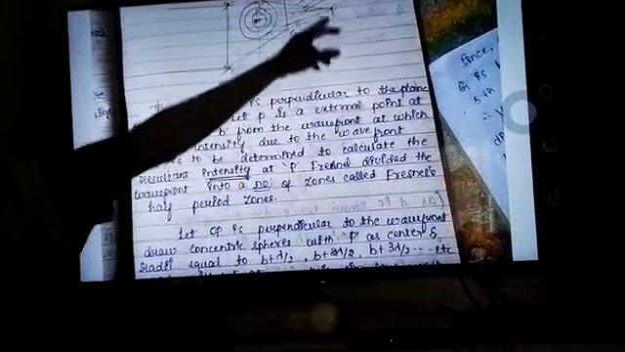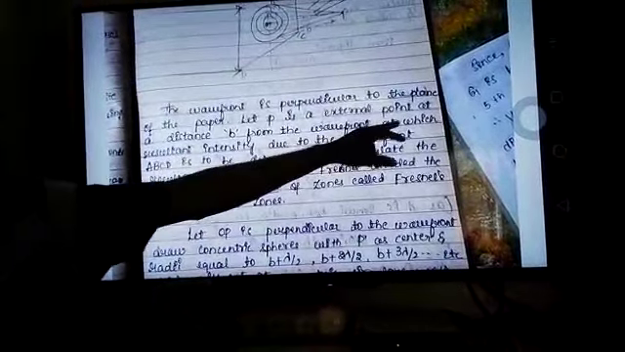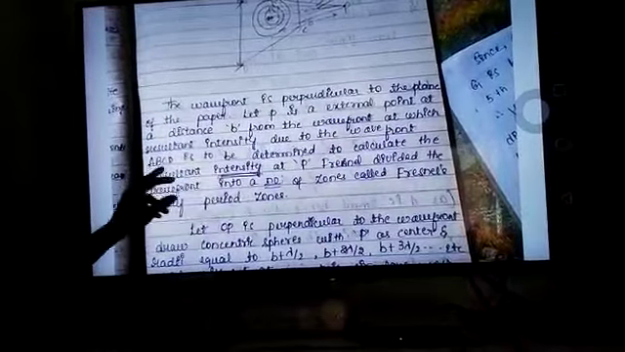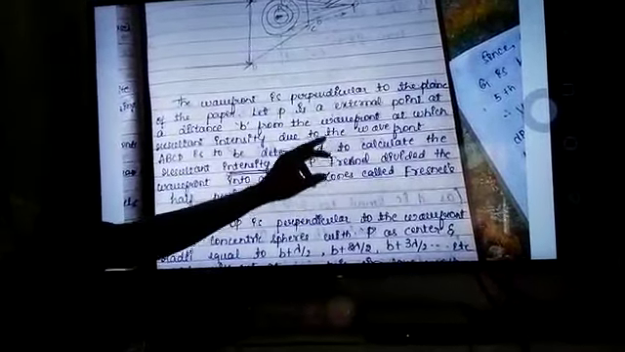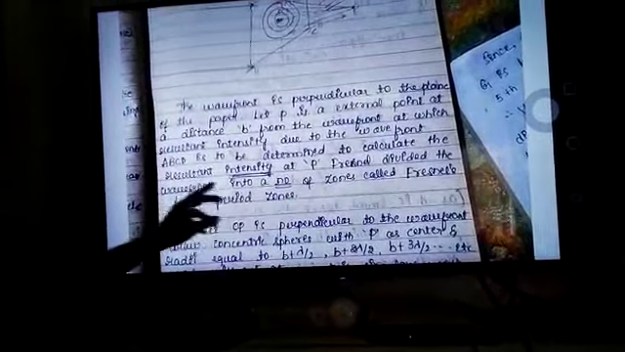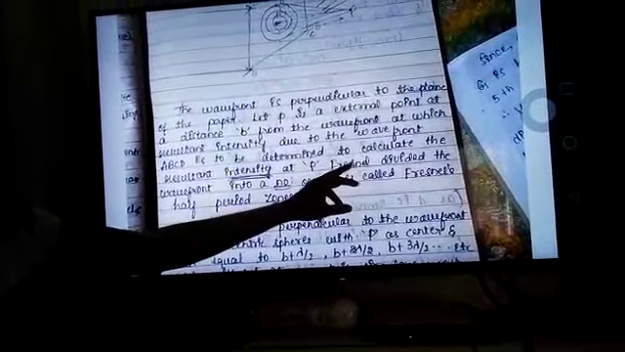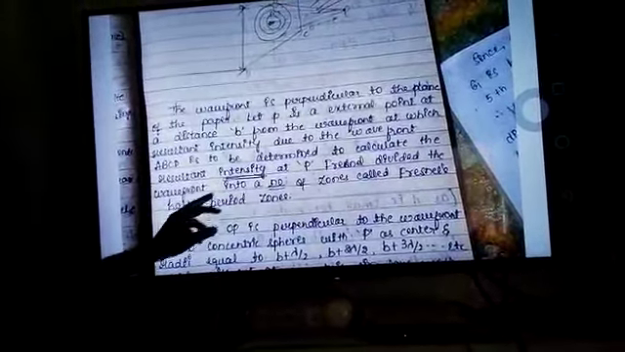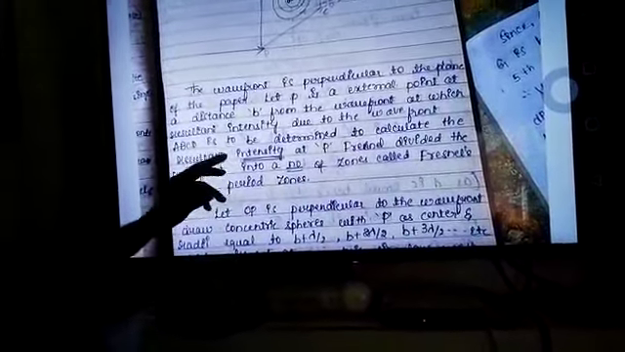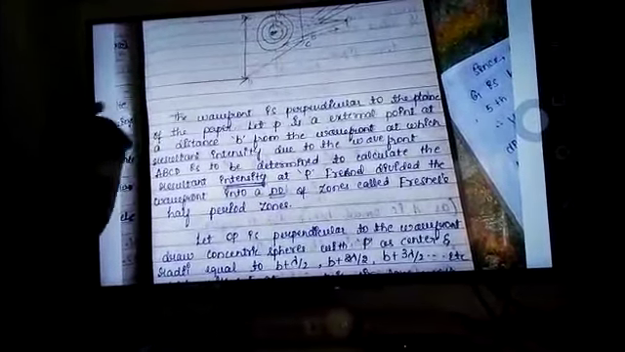Let P be an external point at a distance b from the wavefront, at which the resultant intensity due to the wavefront ABCD is to be determined. To calculate the resultant intensity at P, the scientist Fresnel divided the wavefront into a number of zones called Fresnel half-period zones. Here he made the zones: first zone, second zone, third zone, like that.